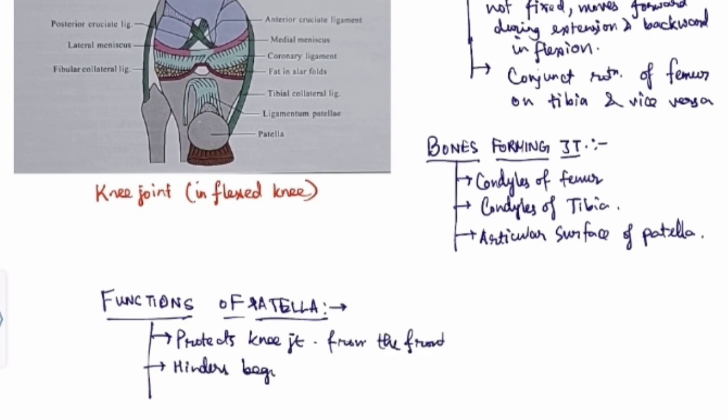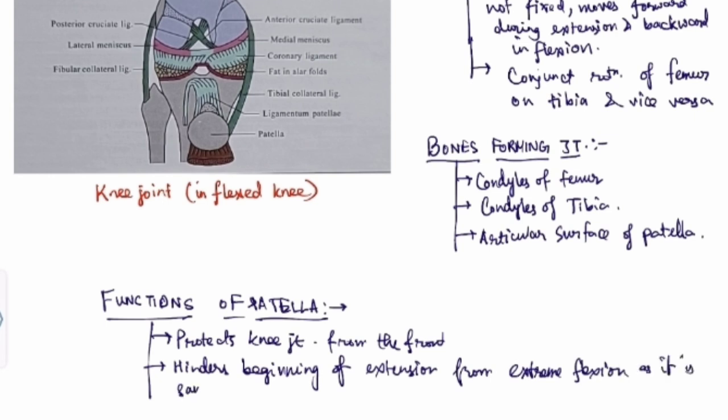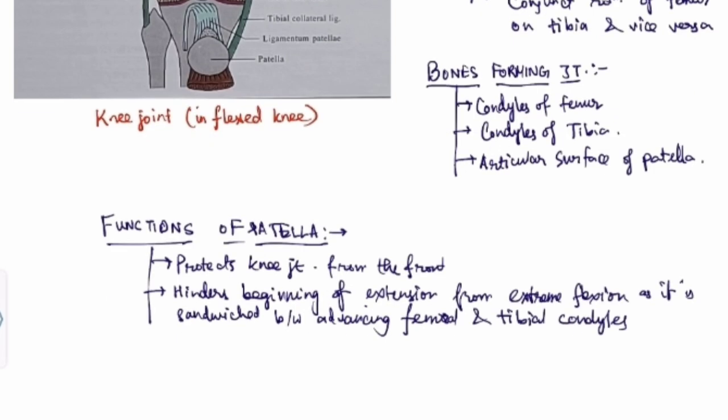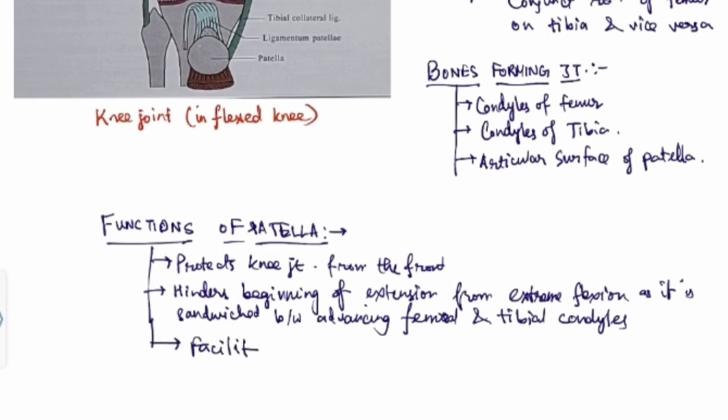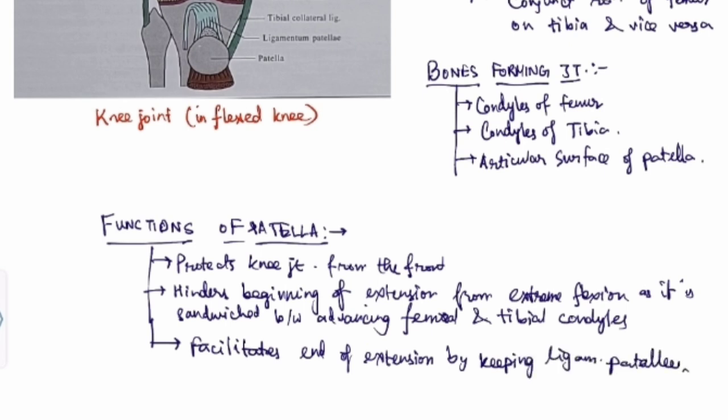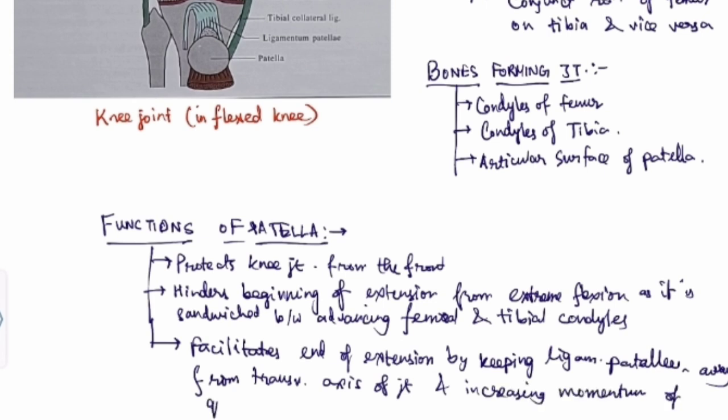hinders beginning of extension from extreme flexion as it is sandwiched between advancing femoral and tibial condyles. Facilitates end of extension by keeping ligamentum patelli away from transverse axis of joint and increasing momentum of quadriceps pull.